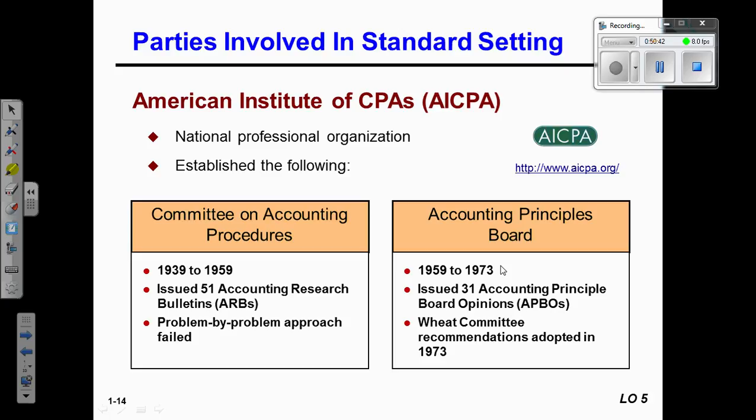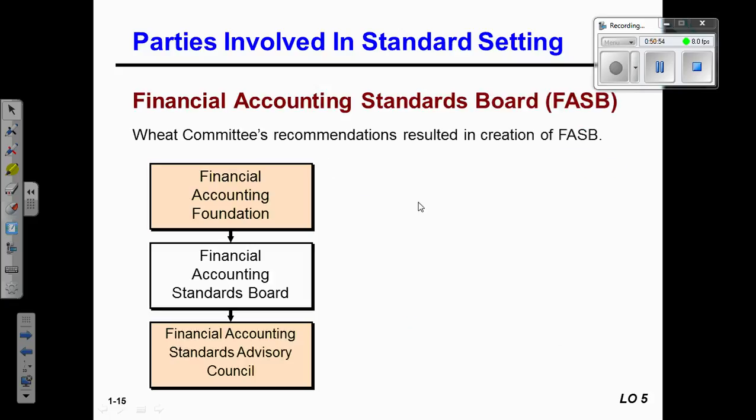There were a bunch of scandals. The savings and loan fiasco happened in the 70s. That's what that's about, right? There are a whole bunch of scandals. And every time there are a lot of scandals in the economy, we seem to get accounting changes. All right, anyway, so then there's FASB after that.